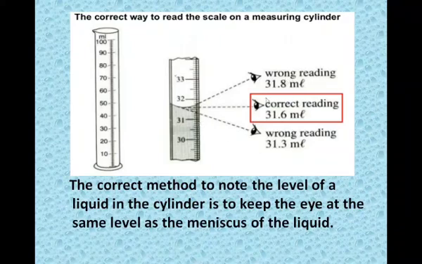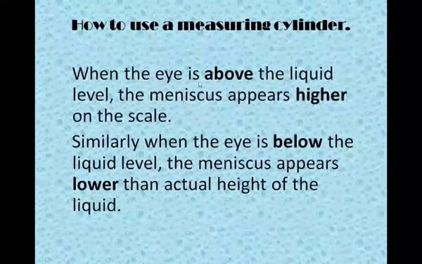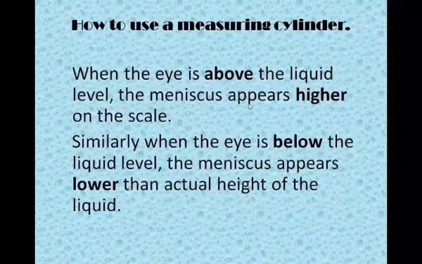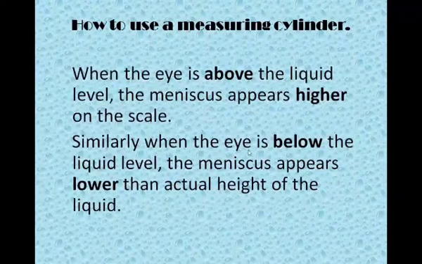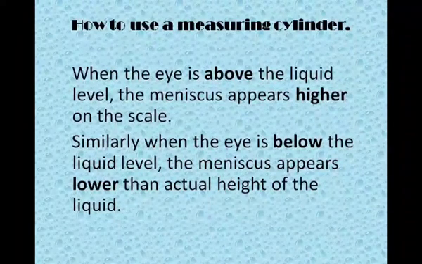If your eye is above the level, then the reading is slightly raised. And if your eye is below the level, then the reading is slightly low. So both the readings are wrong, but if your eye is at the level of the liquid, then the reading is correct. Now, how to use measuring cylinder? When the eye is above the liquid level, the meniscus appears higher on the scale, as you have seen. But when the eye is below the liquid level, the meniscus appears lower than the actual height of the liquid, and the reading is slightly low.